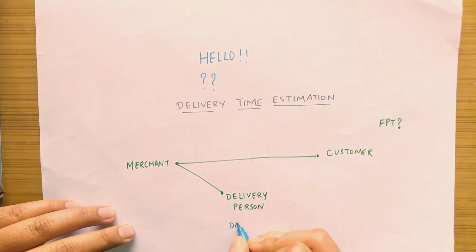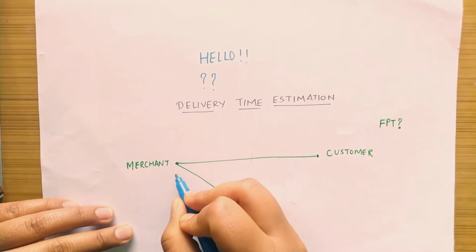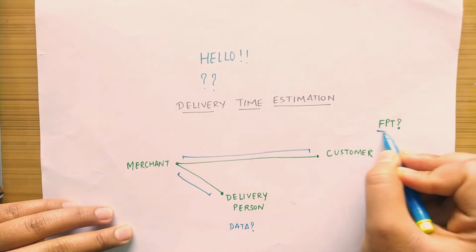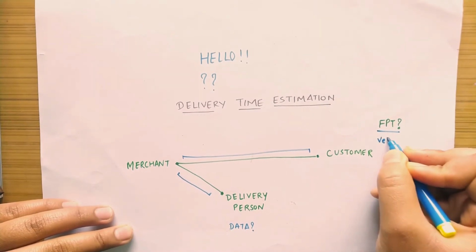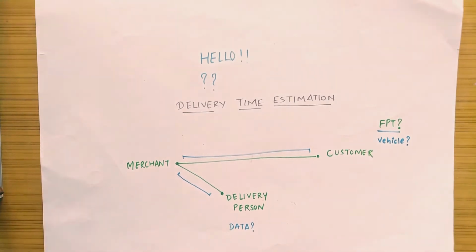So the first step any company has to do is understand their data. And the few pieces of information that can be handy are the distance between merchant and customer, the distance between delivery person and merchant, food preparation time, and the kind of vehicle the delivery person is using. But soon we can realize that these are not enough.